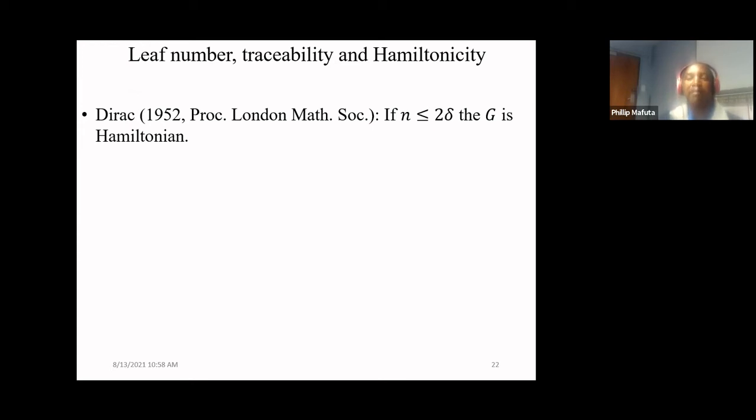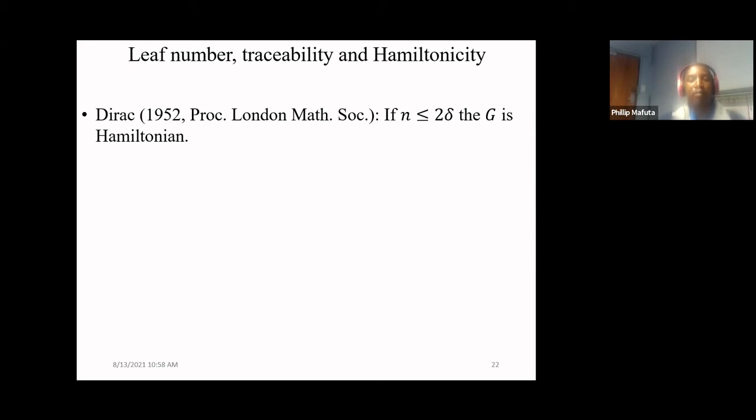We go to leaf number, traceability and Hamiltonicity. In literature, we know that, to the best of our knowledge, the first sufficient condition for a graph to be Hamiltonian is due to Dirac. But however, there are several other results on Hamiltonicity. Here we just pick those which are important to what I want to illustrate. The importance of this section is to show how the bounds on the leaf number can be used to establish sufficient conditions for a graph to be either traceable or Hamiltonian.